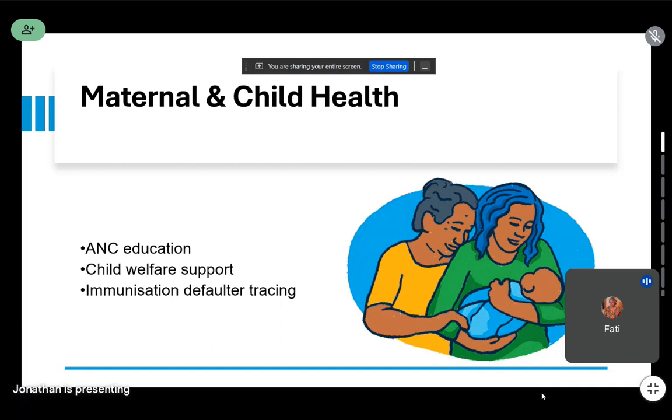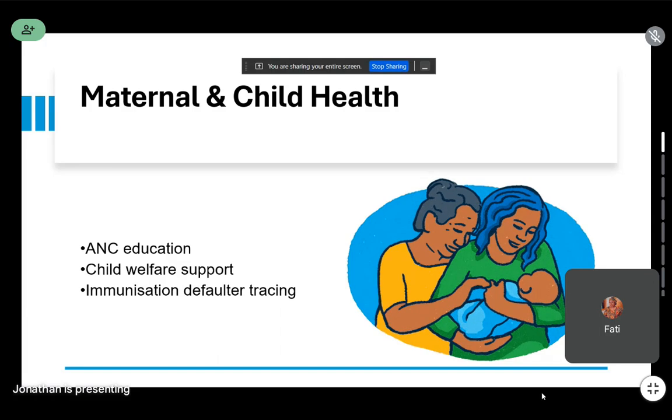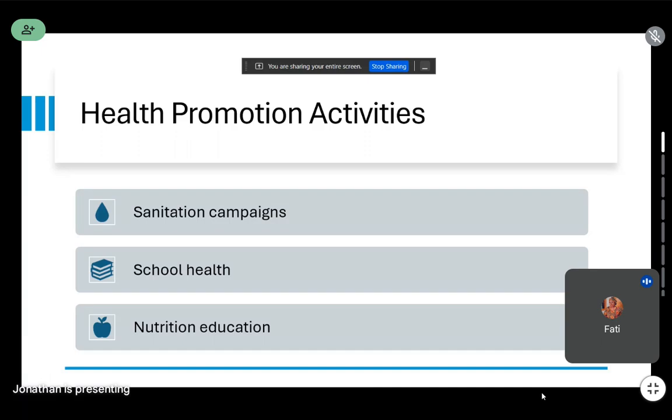Now, under health promotion activities, you have sanitation campaigns. Once you live within the communities, if there are no dustbins, people are dropping refuse, either dumping it in gutters or unapproved places. One of the key things you do is educate them on how to properly dispose of their refuse. There are also people who may be defecating indiscriminately. One of the key things you can do is education towards proper sanitation.